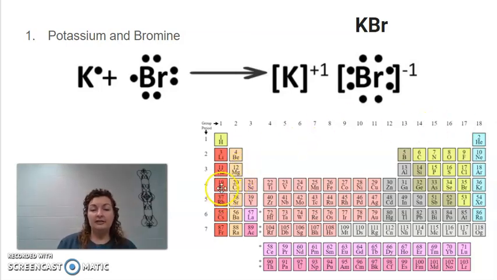If we look at potassium, it's right here in group 1, which means we have 1 valence electron. So we're making our 1 dot for our Lewis dot diagram, plus bromine. Bromine is right here, a halogen in group 17. So it has 7 valence electrons.